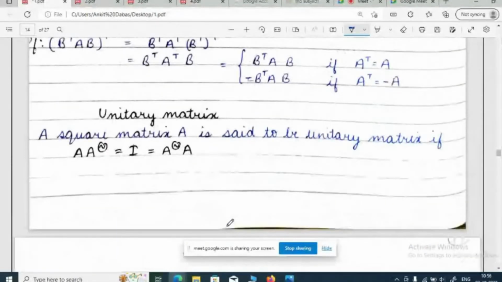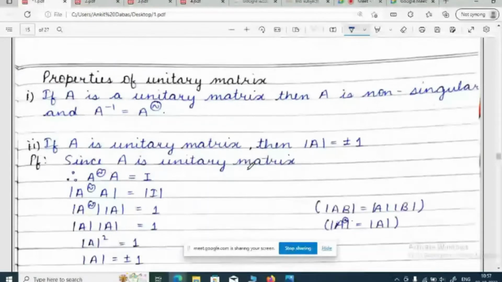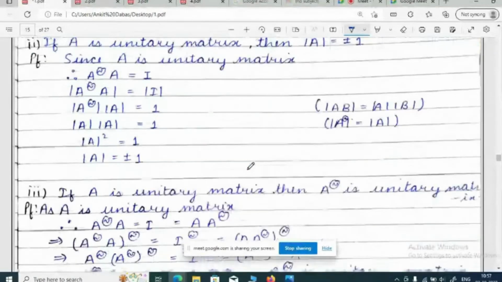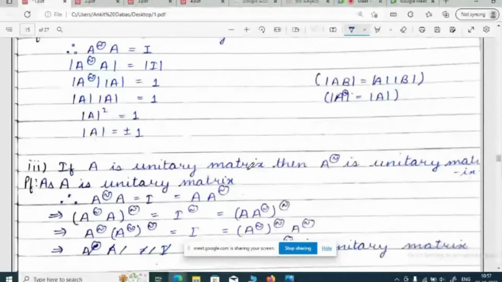Next we have unitary matrices, which are similar to the earlier case where we saw orthogonal matrices, where we were taking A transpose A equal to identity. Here we are taking A tranjugate A is equal to identity is equal to A A tranjugate. These are the properties: its inverse is equal to its tranjugate. The modulus of its determinant is equal to 1.